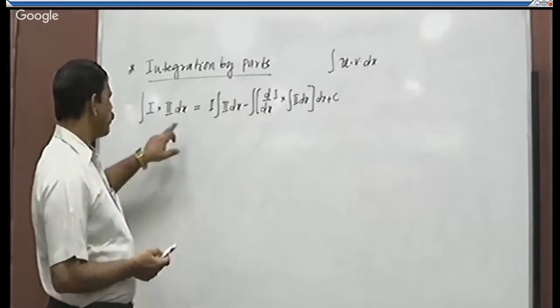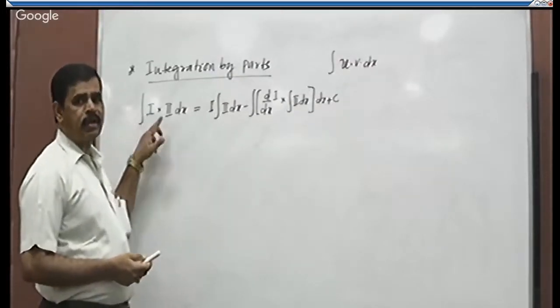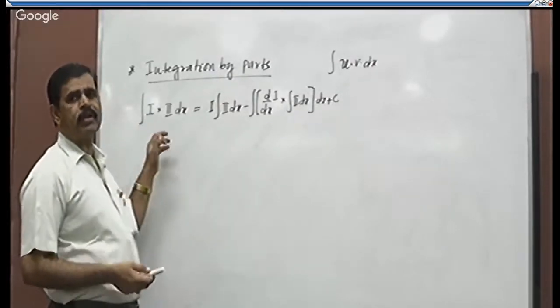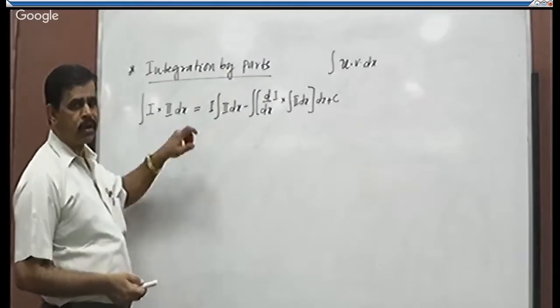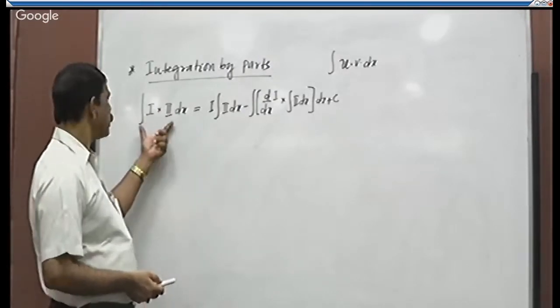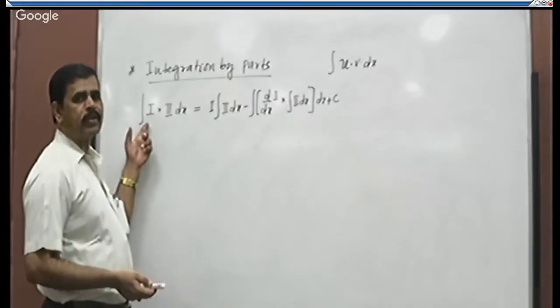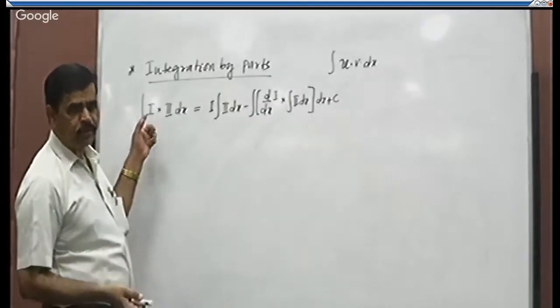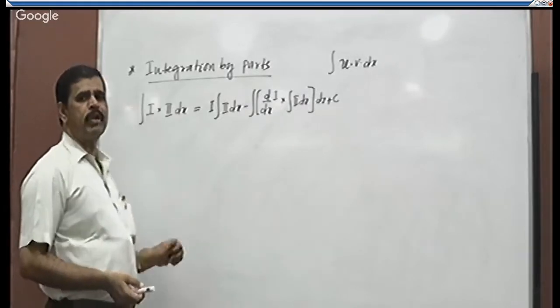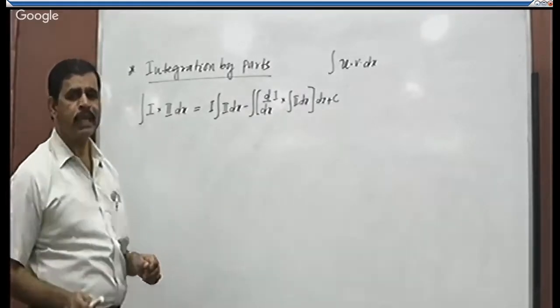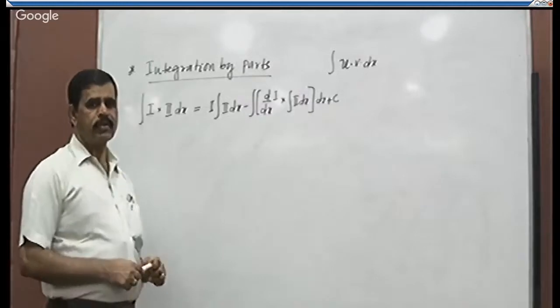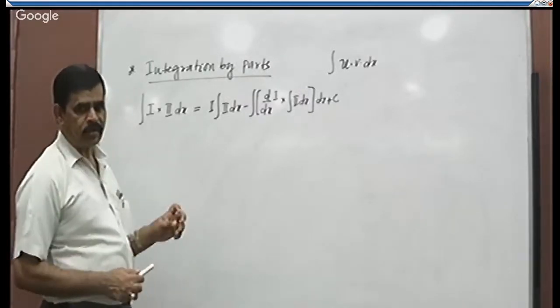So considering the first and second term is based on certain instruction. We have to go according to that. In the given problem, the first term may become the first term, or it may not. We have to choose which will be the first and which will be the second based on certain instruction. I will tell you that instruction, right?